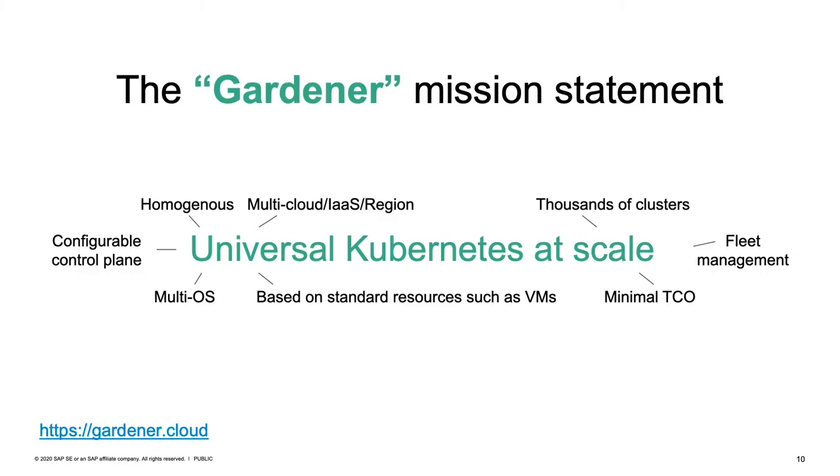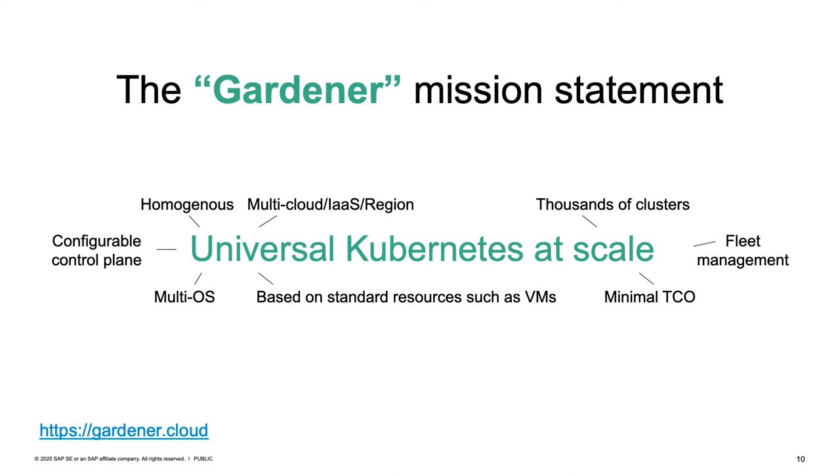This is our mission statement, universal Kubernetes at scale. This is a very short sentence. It used to be a lot longer, but it has a lot in it. So with Gardener, we manage Kubernetes on all major IaaS providers in all different regions and in private data centers. And we do that homogeneously. So a Kubernetes cluster deployed on AWS will look exactly the same as in your own data center on OpenStack. We manage thousands of clusters very efficiently for ourselves.